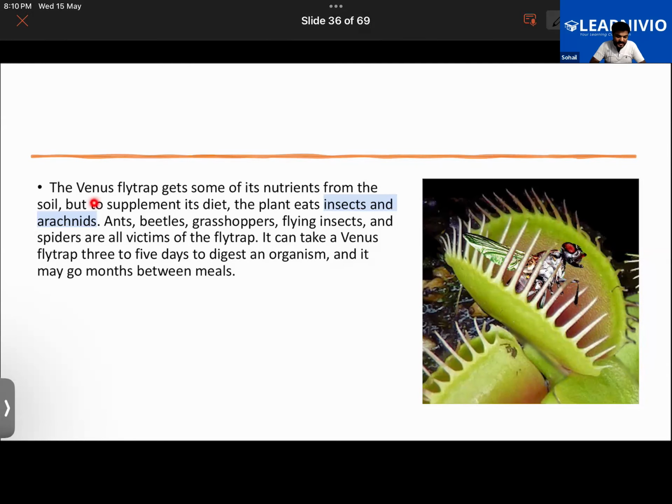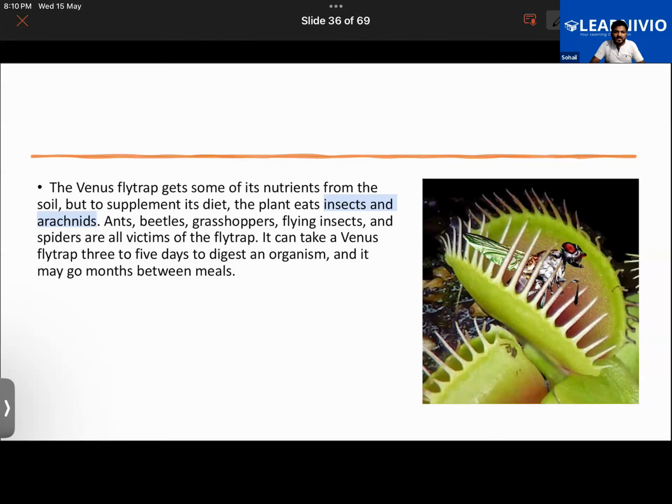Venus flytrap gets some of its nutrition from the soil, but to supplement its diet, the plant eats insects and arachnids also. Ants, beetles, grasshoppers, flying insects, and spiders are all victims of the flytrap. It takes a Venus flytrap around 3 to 5 days to digest and it can go months without taking any meal. Hope you guys have understood this.